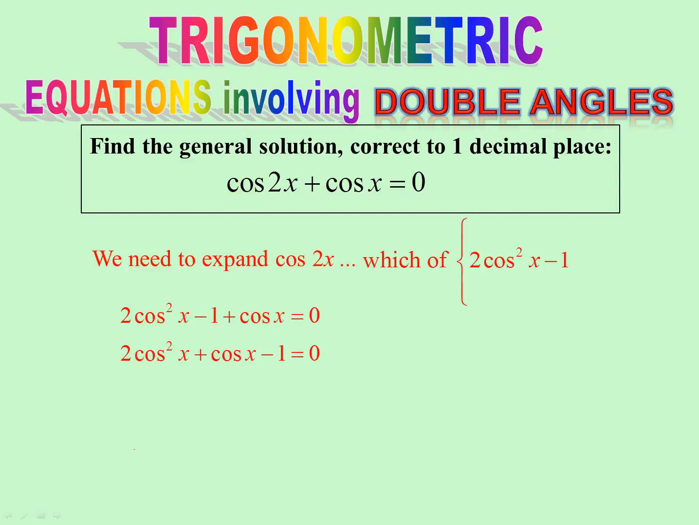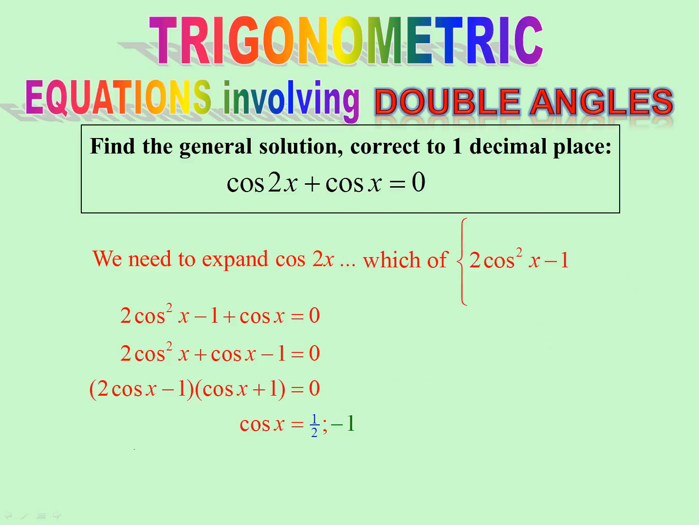Now we can rearrange the equation to get it in a factorizable form. Notice it is a quadratic trinomial, which hopefully factorizes into 2 brackets. If it doesn't, then you'll need to use the quadratic formula. Yes, 2 brackets, there we are, which gives us cos x equals a half and cos x equals -1.